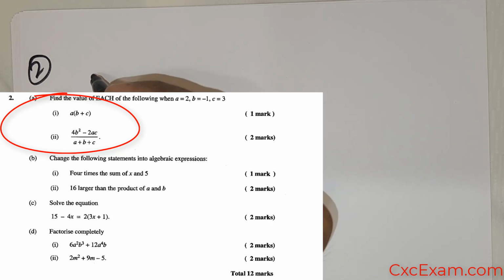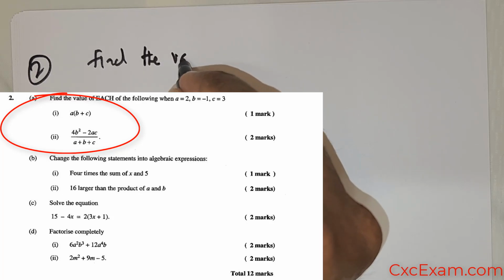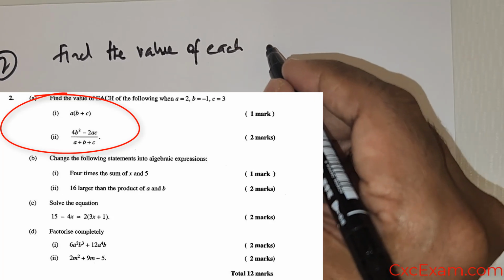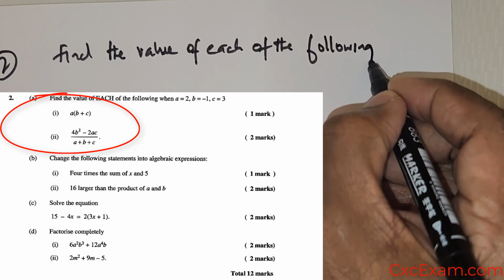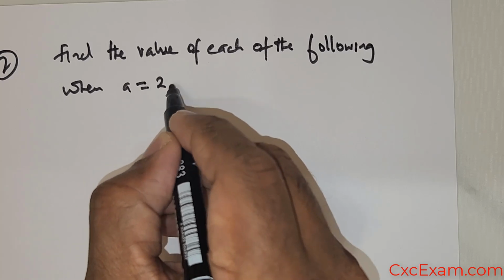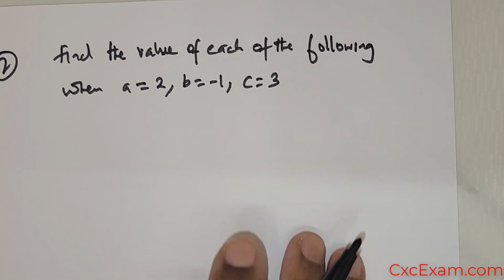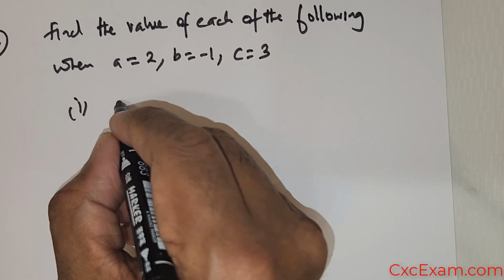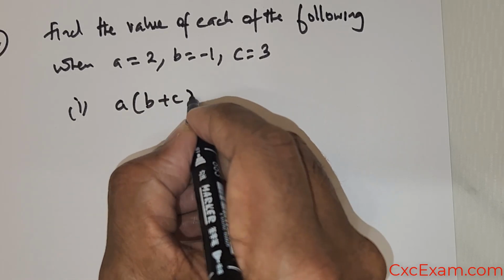This is question number 2. It states as follows: find the value of each of the following when a is equal to 2, b is equal to -1, and c is equal to 3. Now the first question is we have to find the value of a times (b + c).